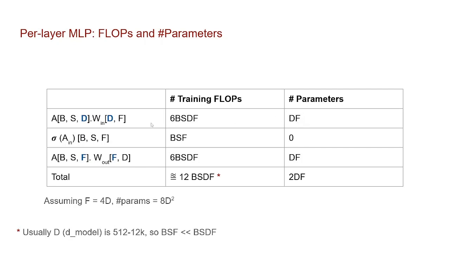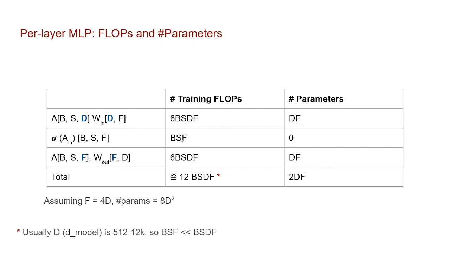And associated with this, the number of parameters in W_in is D times F. The ReLU nonlinearity acts per element, and here it's about BSF flops, the same as the number of elements in the tensor on which it is acting. It doesn't have any parameters associated with it. And the output linear layer again is 6BSFD flops, and the number of parameters is DF.